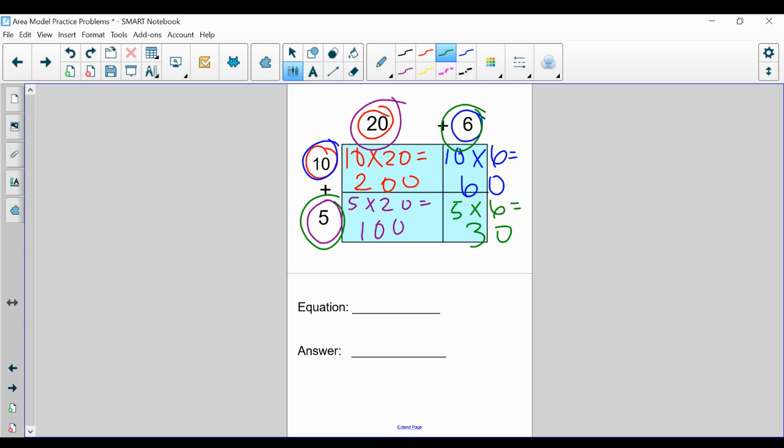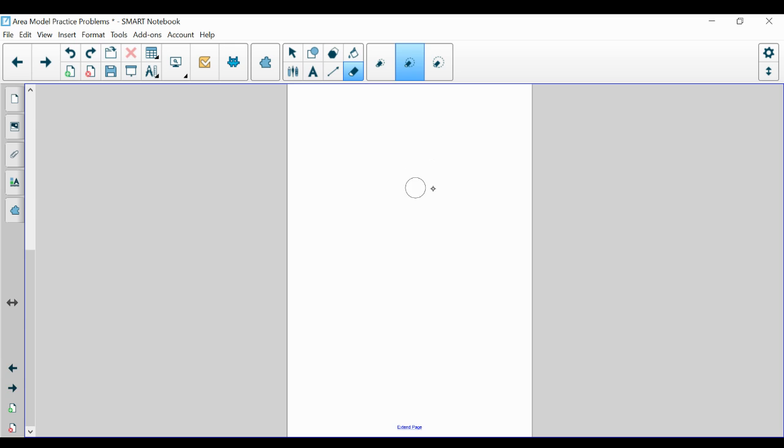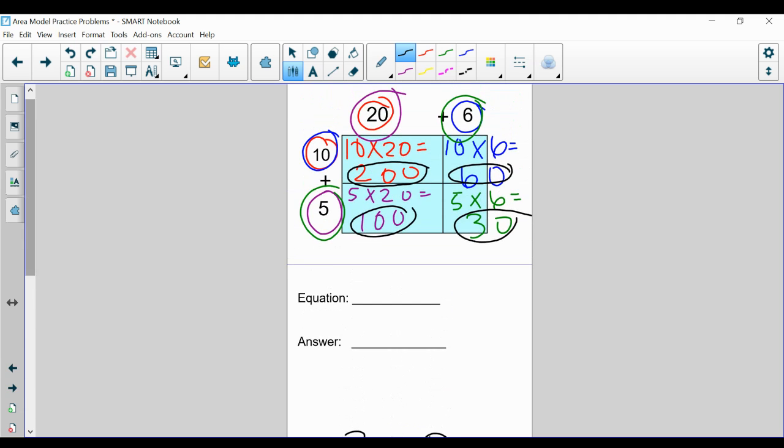Now you're going to take all the numbers on the inside, our 200, our 60, our 100, and our 30, and you're going to add them all up, okay? So 200, 100, 60, and 30. Okay, again, those were all those numbers. All those numbers you found there, those are called our partial products. We found the part of the products here, okay?